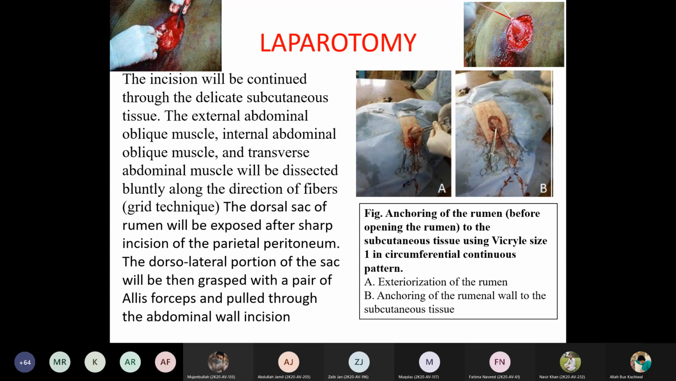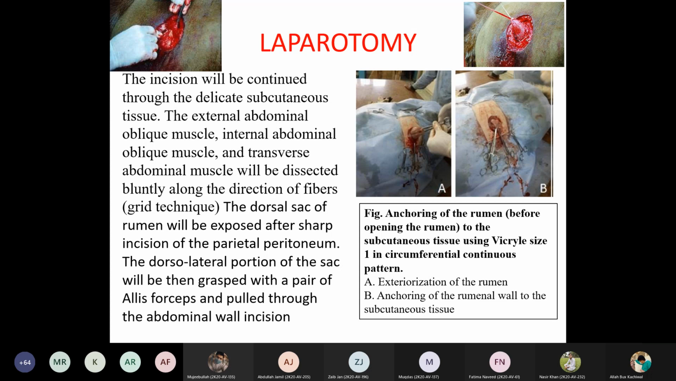Through the delicate subcutaneous tissue, the external oblique muscle, internal oblique muscle, and then the transverse abdominal muscles will be dissected bluntly along the direction of fibers. The dorsal sac of the rumen will be exposed after a sharp incision of the parietal peritoneum. The dorsolateral portion of the sac will be grasped with a pair of Allis forceps and pulled through the abdominal wall incision. This is the anchoring of the rumen before opening of the rumen, to the subcutaneous tissues using a suture of size number 1 in a circumferential continuous pattern.